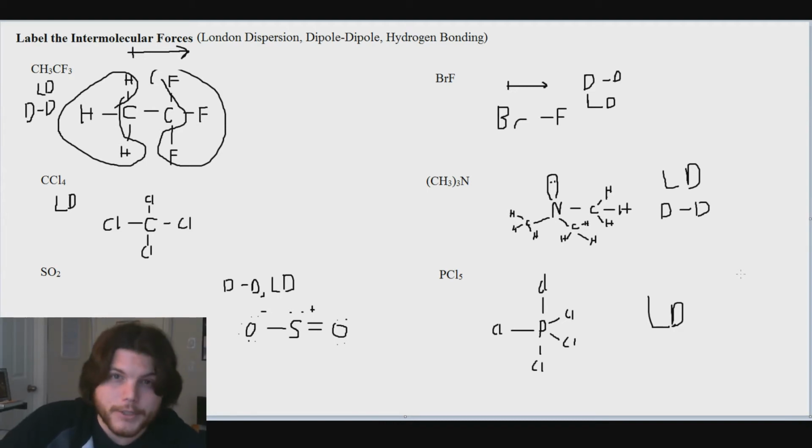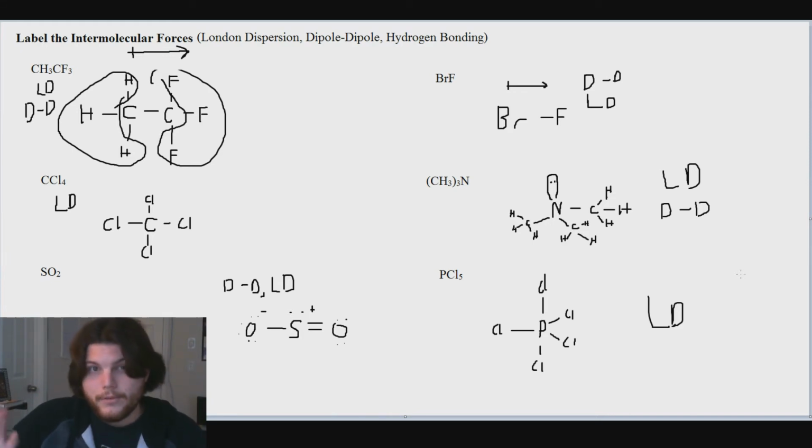Always draw out the structure if you're not sure about whether or not you have dipole-dipole interactions or anything like that. So that's what the main emphasis of these problems sort of were.